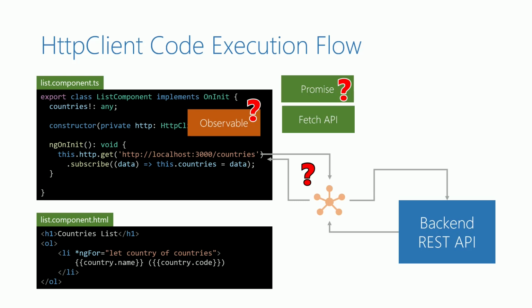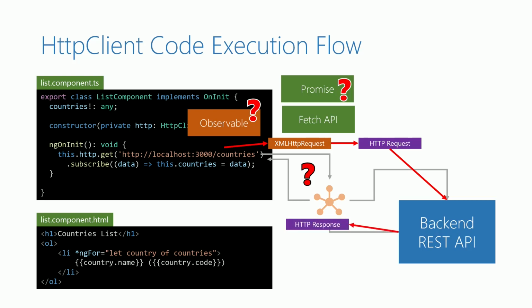HTTP client internally uses XML HTTP request, then XML HTTP request converts the request into HTTP request message and sends it to the server. The server responds back with HTTP response message from which we get the JSON data of countries.